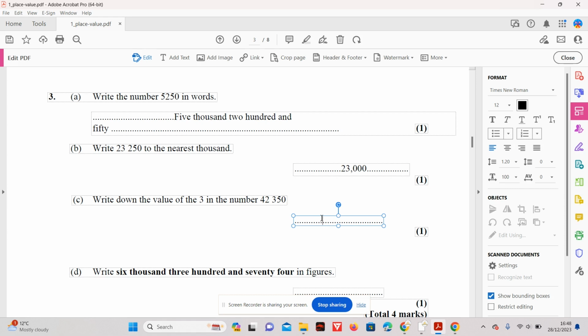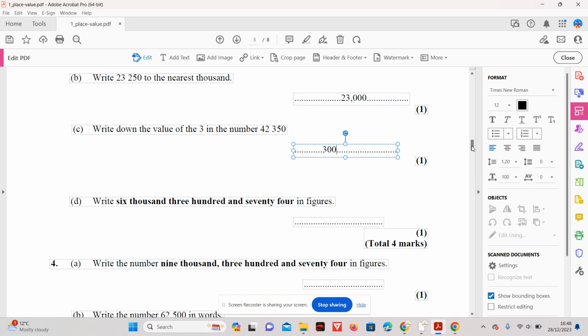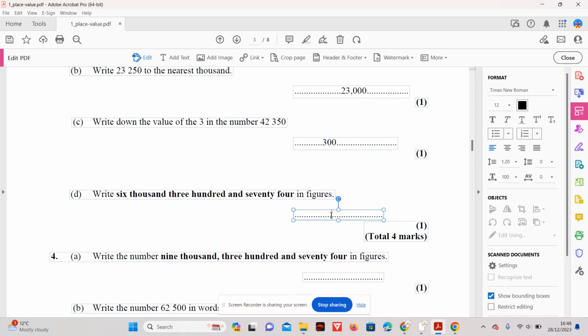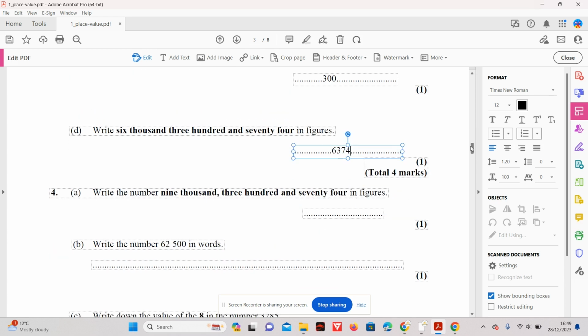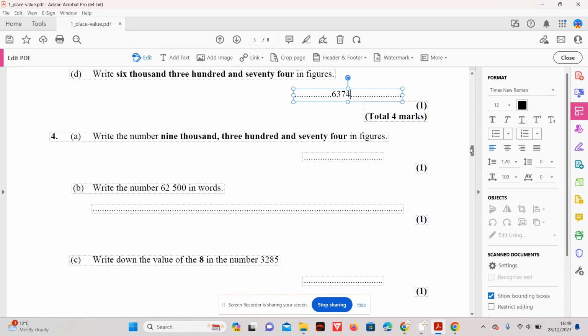Next one, write down the value of the 3 in the number 42,350. So when you say the number to yourself, you're saying 42,300 and then 50. So if you've worked out already, the answer for that one is 300. And then next question, it's asking us to write down 6,374 in figures. So we have 6,000s, 300s, 7 10s, and 4 1s. These ones are nice and easy. There's not really much we can say about those other than just say the number to yourself and type out what you see, if that makes sense.